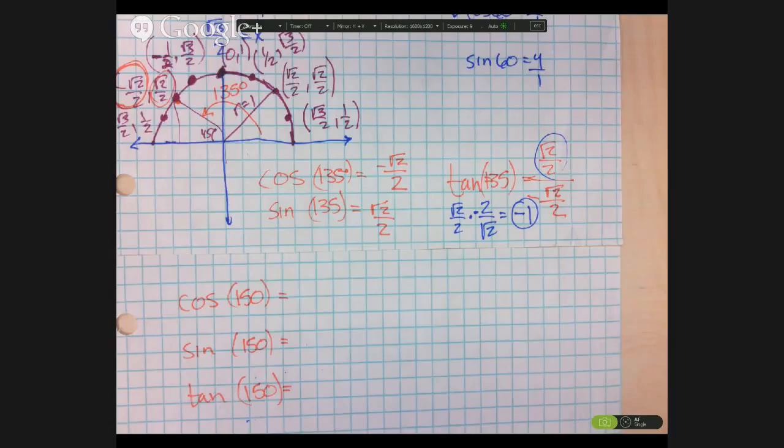Now what's the tangent of 150? Root 3 over 3. It's the y over the x: 1/2 over negative root 3 over 2. And then simplify.